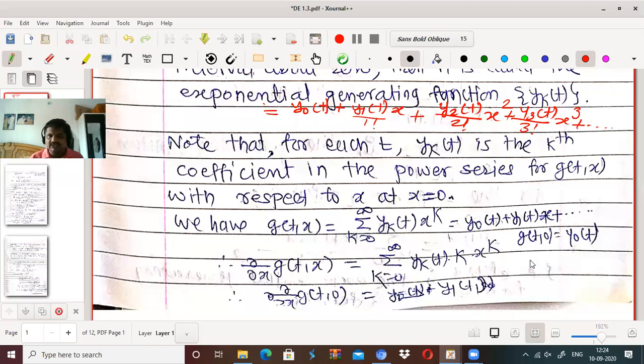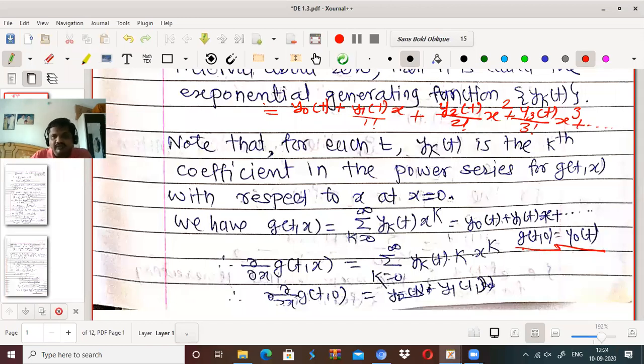That means you have obtained y0t, the 0th coefficient of the power series, by putting the value x equal to 0 in the generating function. If you know the generating function, how can you obtain y0t? y0t is obtained by putting x equal to 0 directly in the generating function.